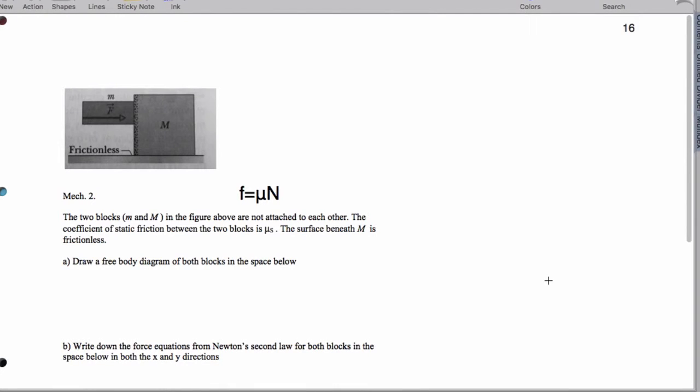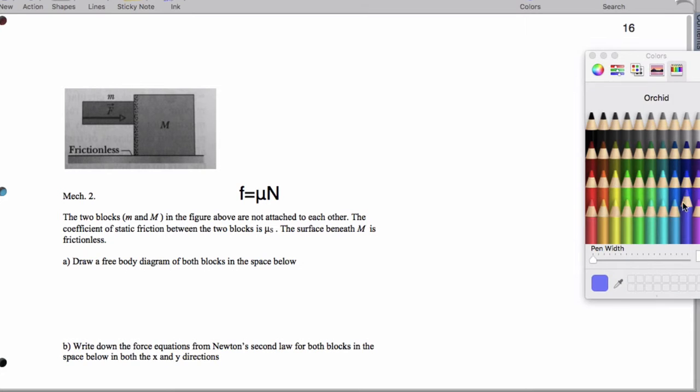Number two! Scared you, didn't I? All right, so let's do a little free body diagram there. Okay.